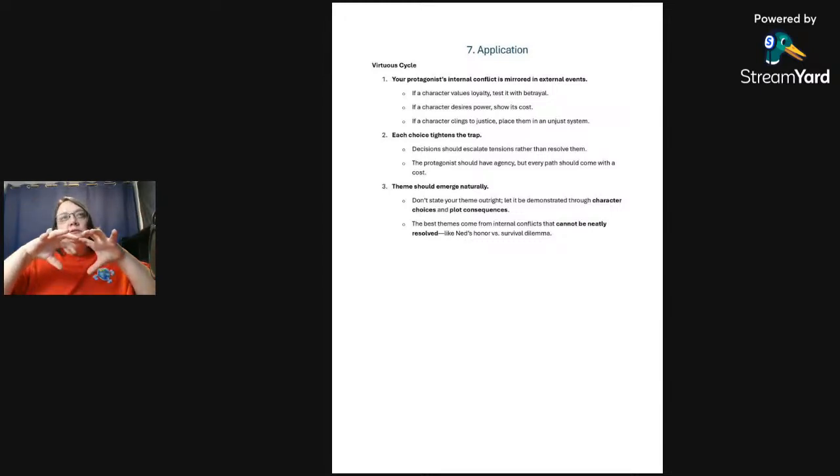And then don't hammer blow your theme. You know, like you have to look for Martin's theme. It's not like justice is unjust and the law is actually just a tool of the powerful. He doesn't smack you in the face with it. It's shown through the plot consequences. The best themes are not neatly resolved. There aren't easy answers. There's disputes about it. People can argue. People can read different things into the text. Those are the best themes, in my opinion.